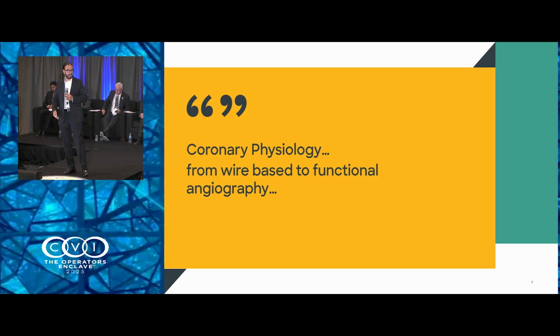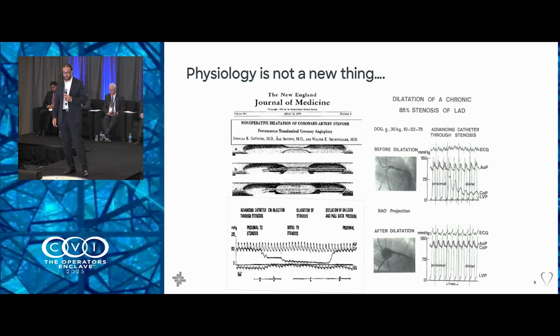Reflecting a little bit, I don't want to repeat a lot of what Yader and everyone said, but just reflecting on the history of angioplasty, this is the New England Journal of Medicine publication by Gruentzig back in '79, doing an angioplasty. Essentially, it involved measuring the pressure loss gradient across a lesion. So physiology is not really a new thing.